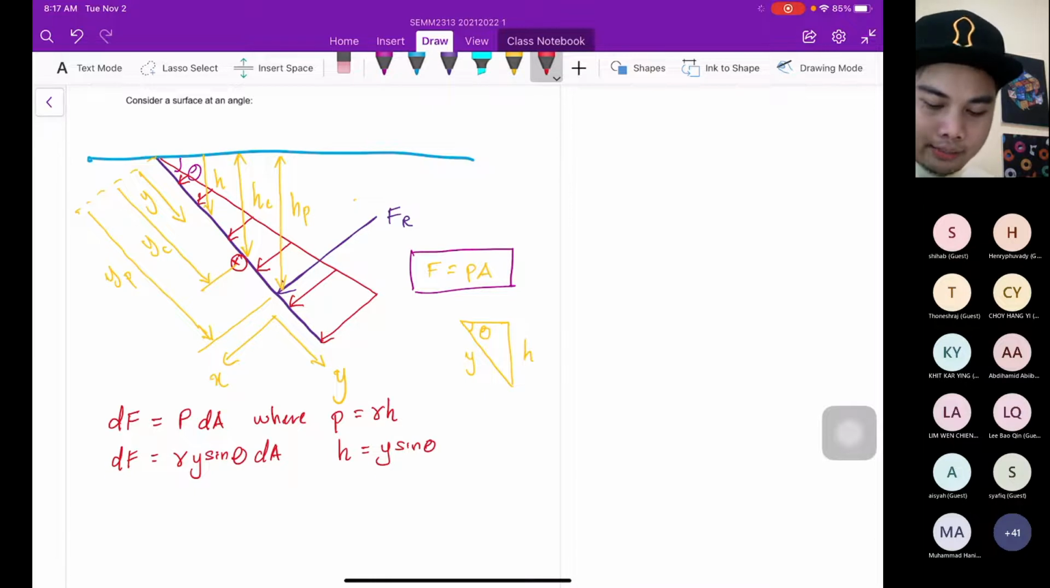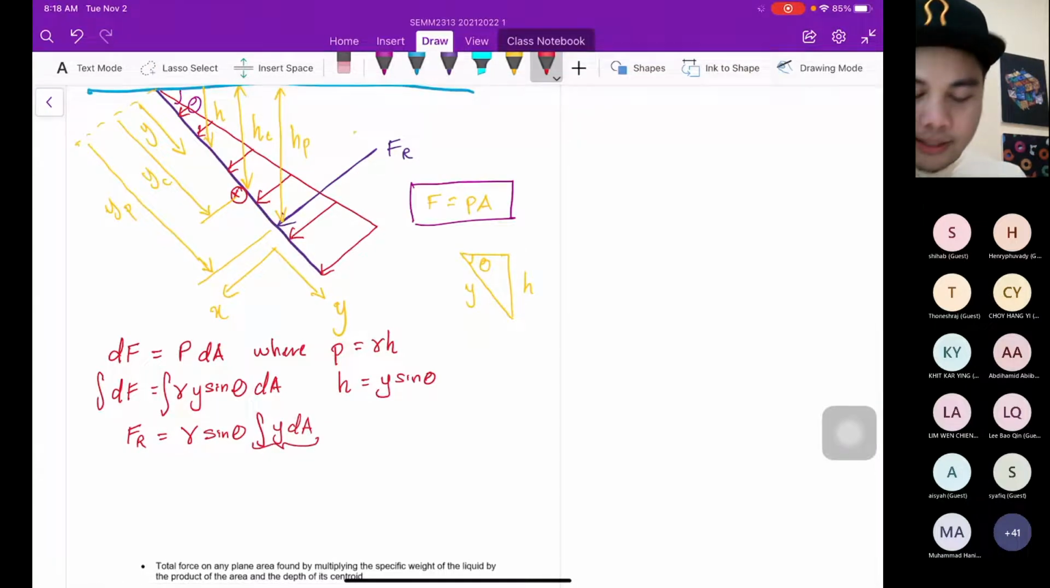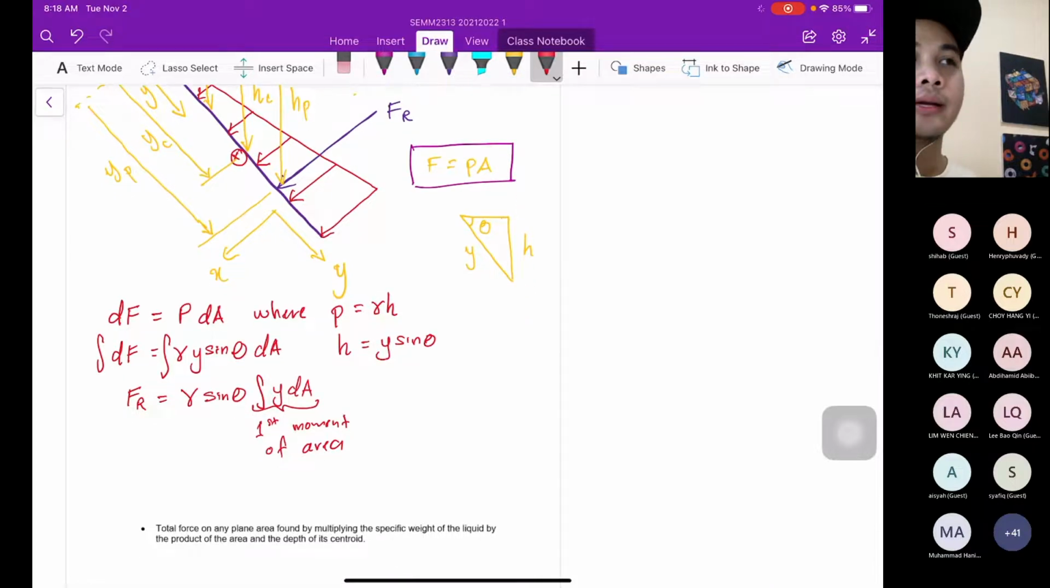After that, you need to integrate both sides. So you integrate and the resultant force equals the constants outside, gamma is constant and sine theta is constant, and the variable inside. What is the variable? It is y dA. From here, you can see the integration of y dA is basically the first moment of area. When you look at the table, the integration of y dA is basically yc multiplied by A. I believe you learned statics before, you must have learned this. The purpose of the first moment of area is to calculate the centroid of the area.